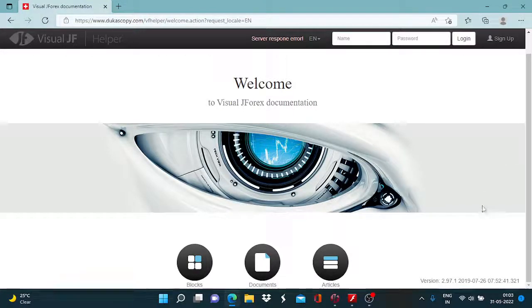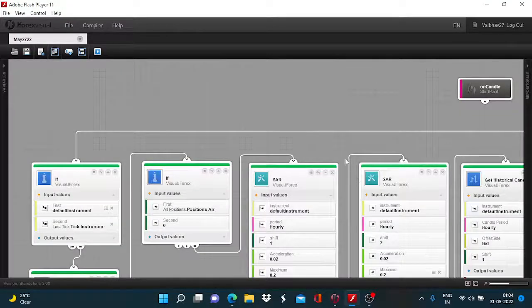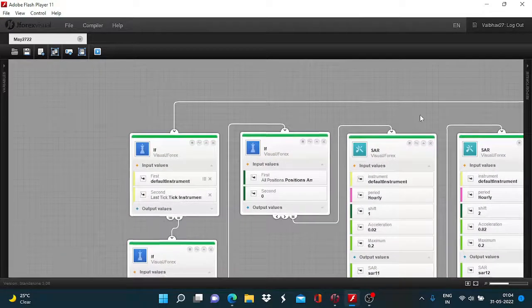Myself Vaibhav. In today's session of Visual JForex, we will be continuing our work using the indicator Parabolic SAR. This is the second part of this series, and in today's session, the focus is going to be on completing the buy side of the equation. So let us now head to the Visual JForex board, which has been developed by the Dukascopy Bank SA.